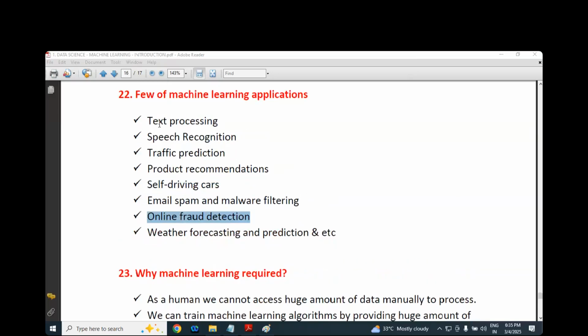Come on, let us read everyone. What is the first one? Text processing. Next one, speech recognition, traffic prediction, product recommendation, self-driving cars, email spam, malware filtering. Next one will be online fraud detection. Sir, nowadays online fraud became big business actually. You are all aware, we get normal messages and those messages are fraud messages. They say, sir, money got credited in your account. Money got credited. Click on that link.